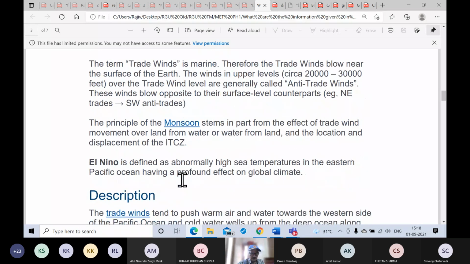Now, there was something about El Nino. Somebody said he has not heard it. So, this is defined as abnormally high sea temperature on the eastern Pacific Ocean, having a profound impact on global climate. El Nino. Abnormally high seawater temperature in the eastern Pacific Ocean. In fact, our next topic is going to be greenhouse effect, in which El Nino is going to play a part.